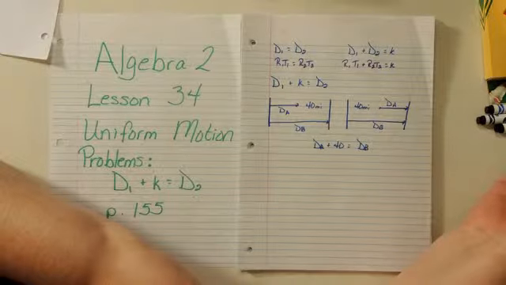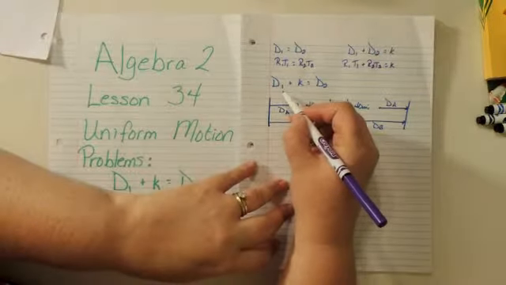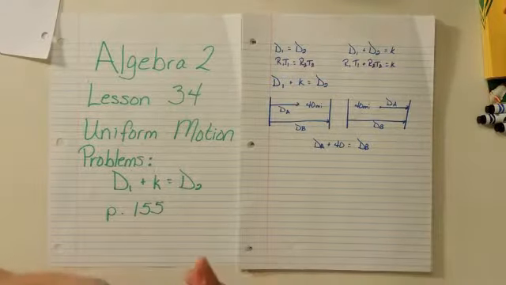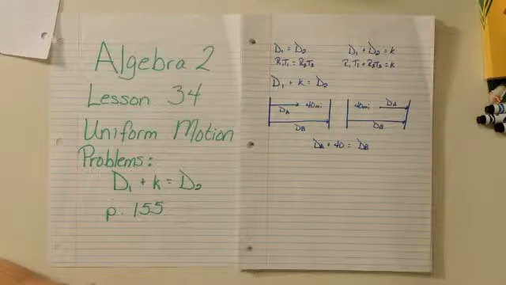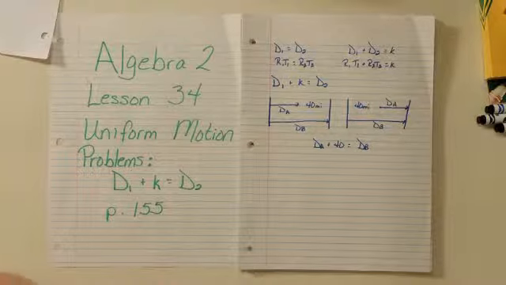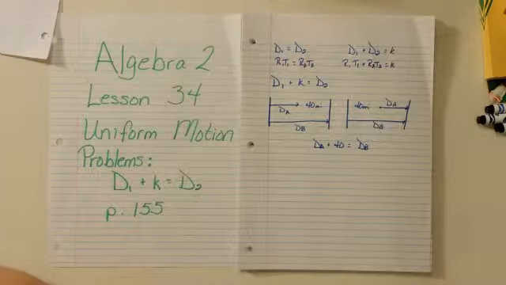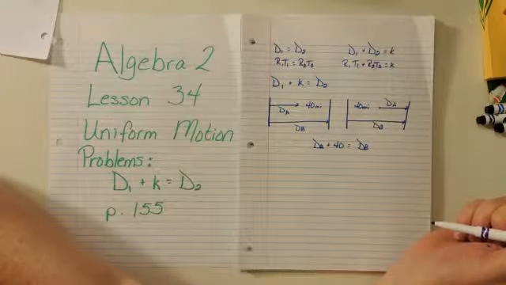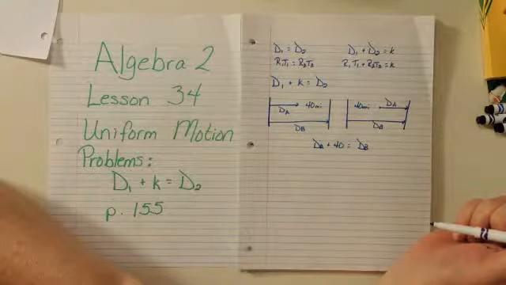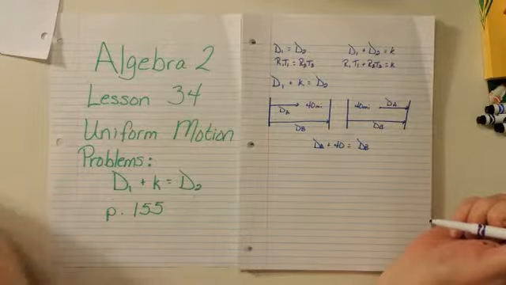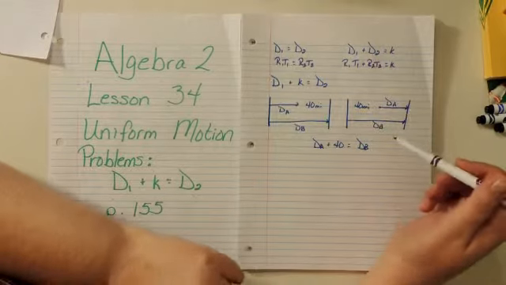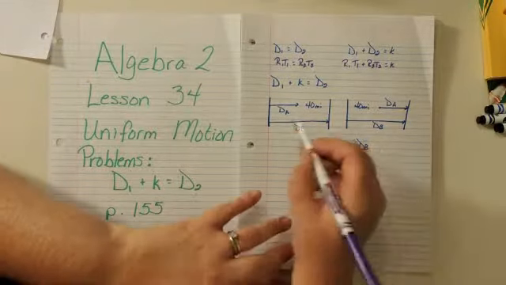Our new tweak is distance 1 plus some number equals distance 2. This means that one of the people or vehicles or camels or whatever traveled farther than the other one, whatever it was. So if we draw out the diagram, they will look something like this.